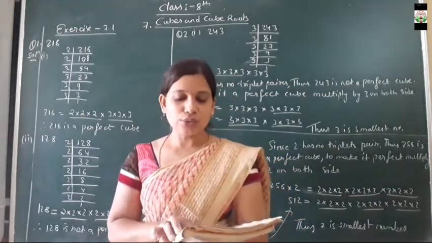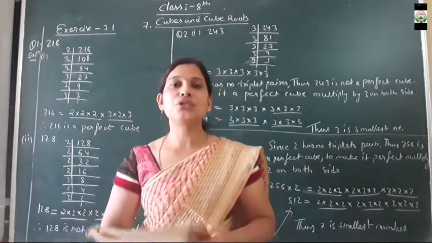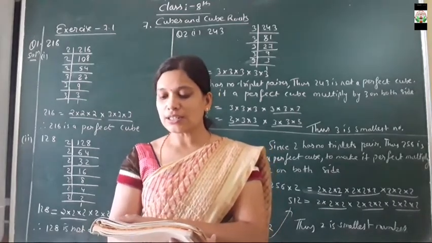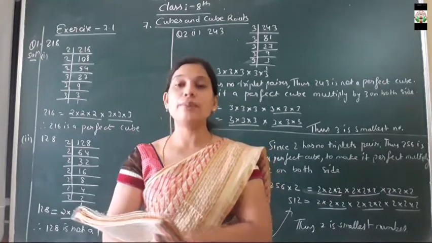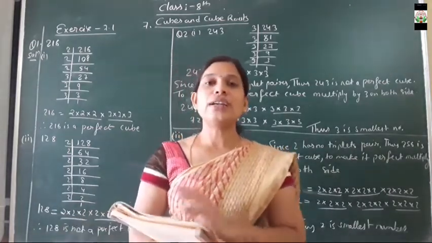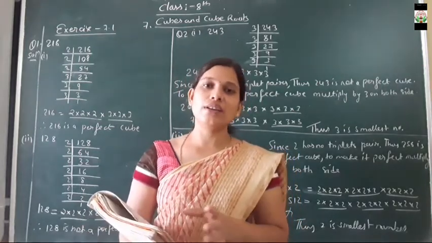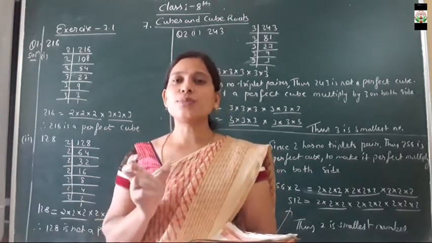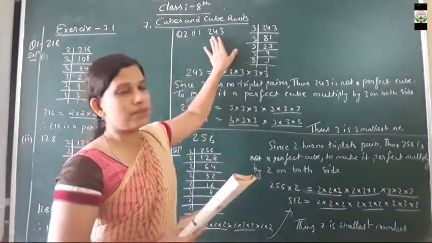Okay, so try to do the third, fourth and fifth parts on your own. Now we are going to move to question number 2, second part. What is said? Find the smallest number by which each of the following numbers must be multiplied to obtain a perfect cube. So what we have to do over here, student, is find a smallest number, as this question is similar to the question we did in chapter number 6. Okay, so here we have to find the smallest number which will be multiplied with the numbers to make it a perfect cube.